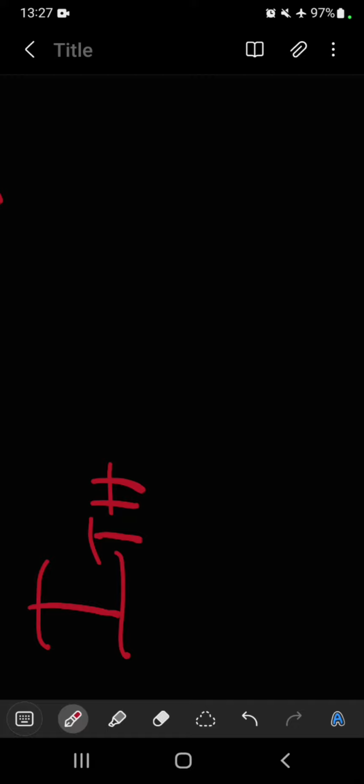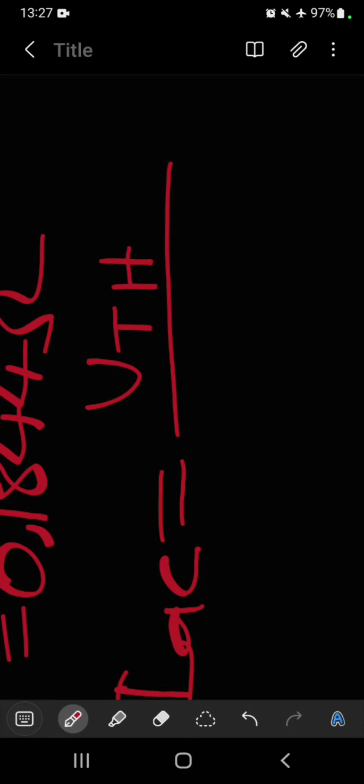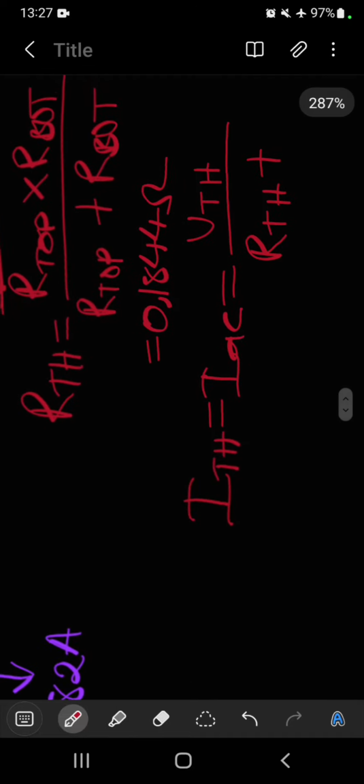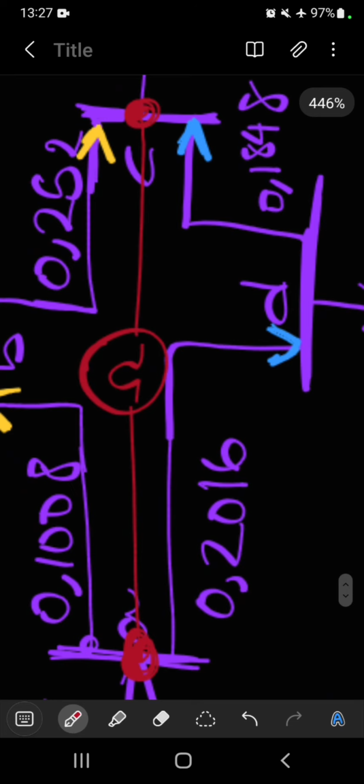I7N, which is also IAC, is simply V7N over R7N plus something. Let me show you why. Remember, all along we ignored the interconnector, or rather we pretended that it was not there. So now we are putting it back. Yes, we are putting it back. I didn't make up the rules, guys.